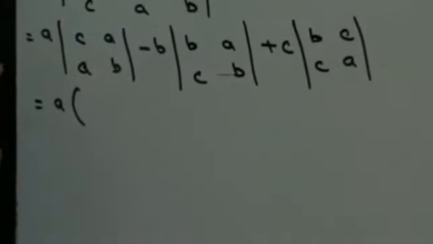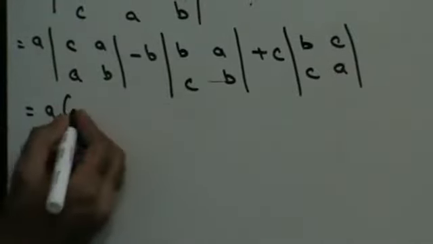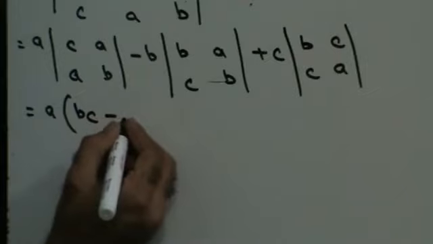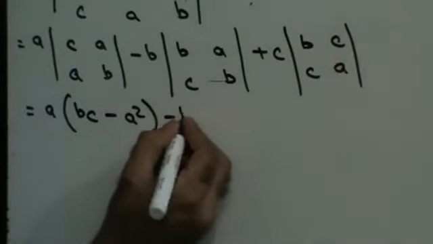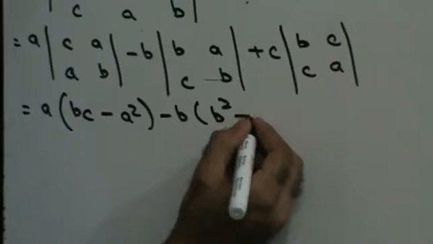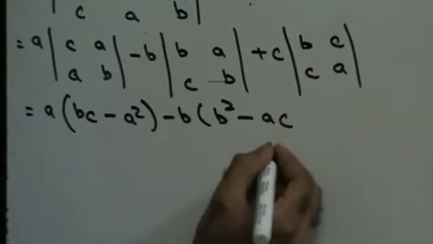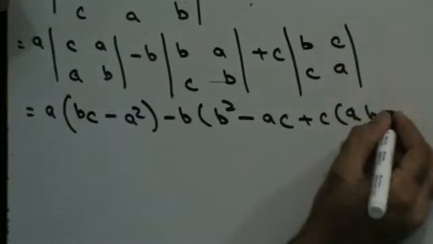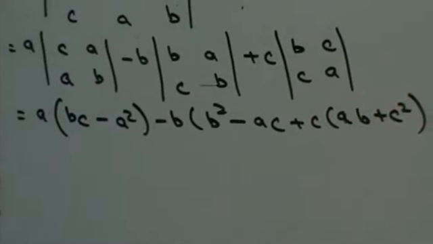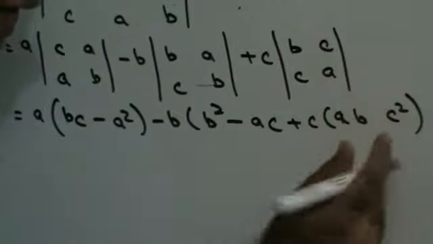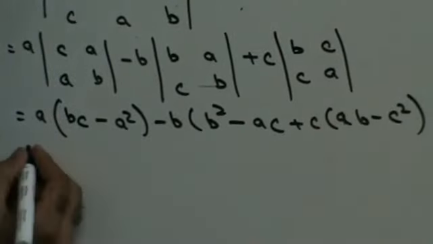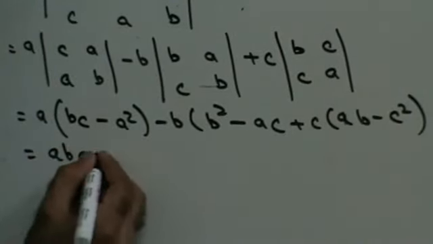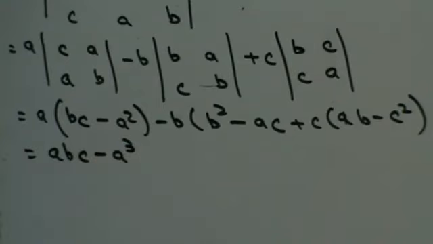How do I solve a 2 by 2 determinant? Product of the principal diagonal minus the other diagonal. That means this will be A times (BC minus A square) minus B times (B square minus AC) plus C times (AB minus C square), sorry. Product of principal diagonal minus other diagonal. So this is going to be ABC minus A cube.